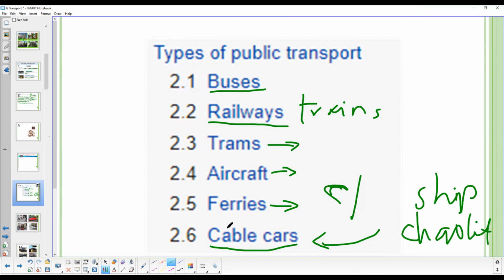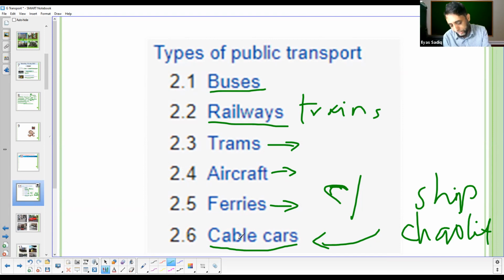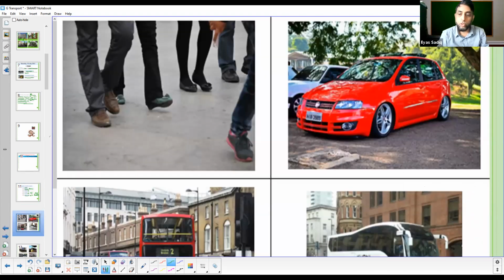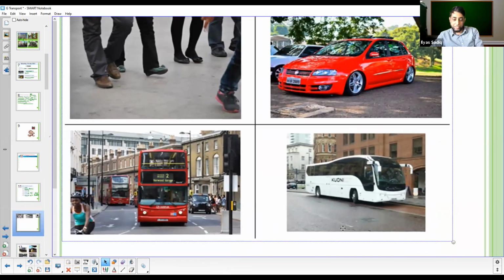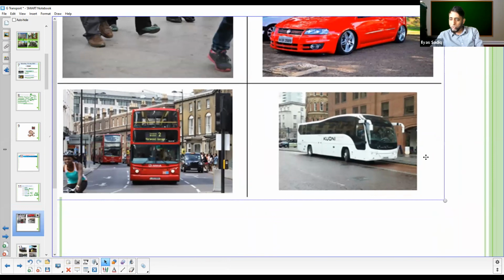Yeah, so chairlift, when you go to a picnic point somewhere like in the Lake District, there are hanging chairs with poles. They call them cable cars. You will find them, you will see them. Okay, so here you go. So these are basically four or five different means of transport.